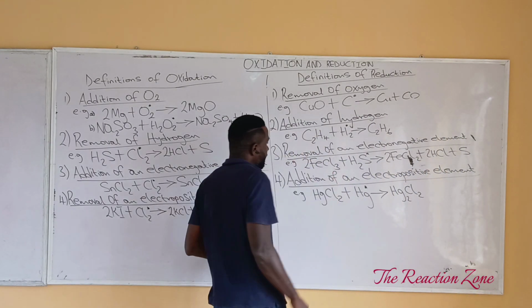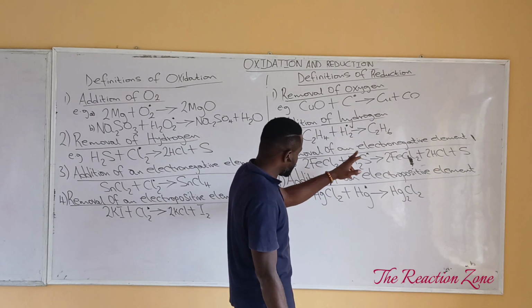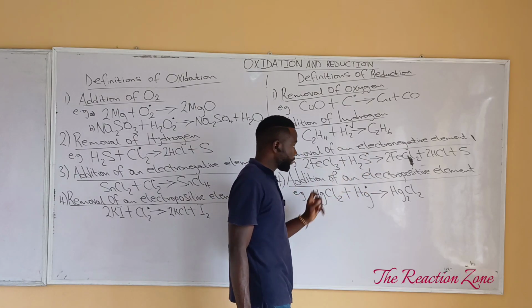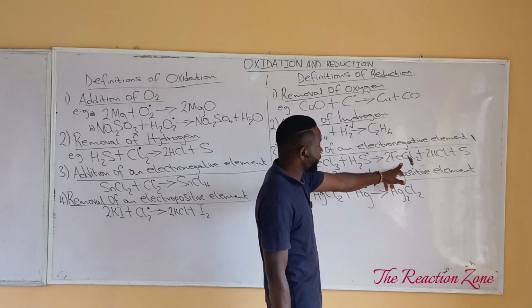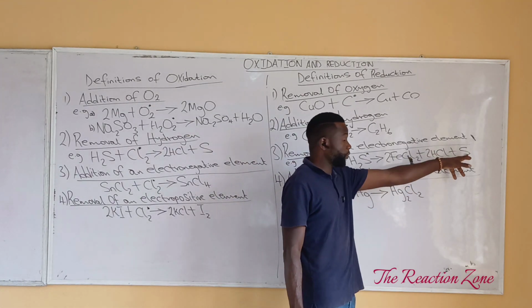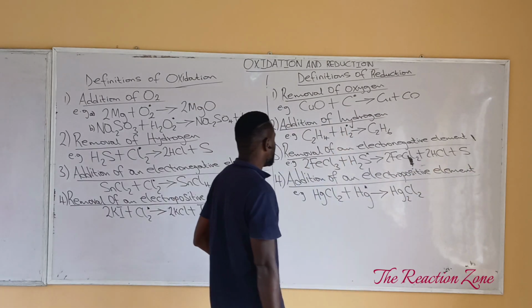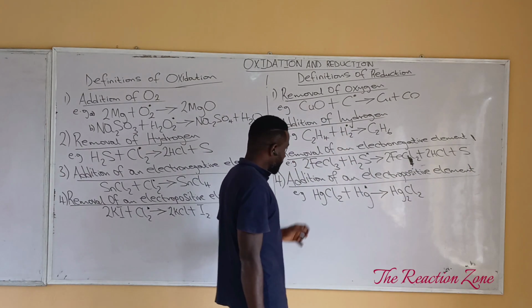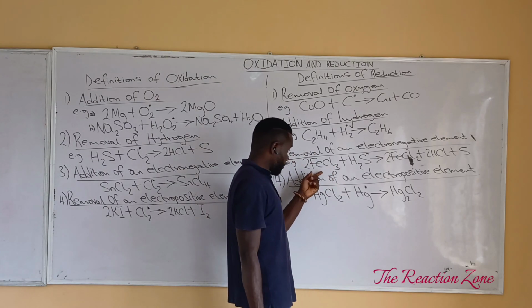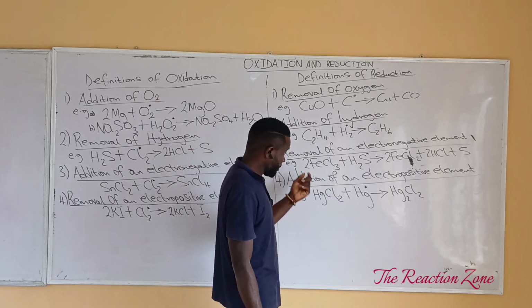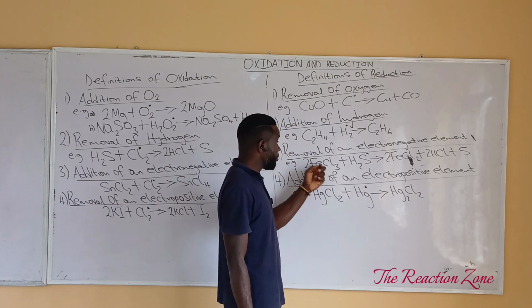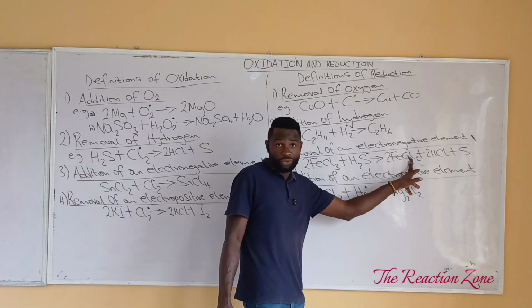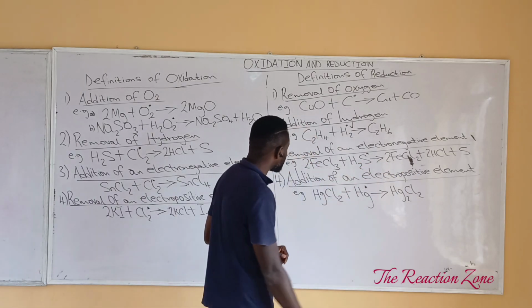In this reaction, iron(III) chloride reacts with hydrogen sulfide to give iron(II) chloride and hydrogen chloride as well as sulfur. So, what happens here is that a chlorine atom is removed from iron(III) chloride. So what this means is that iron(III) chloride is being reduced to iron(II) chloride.